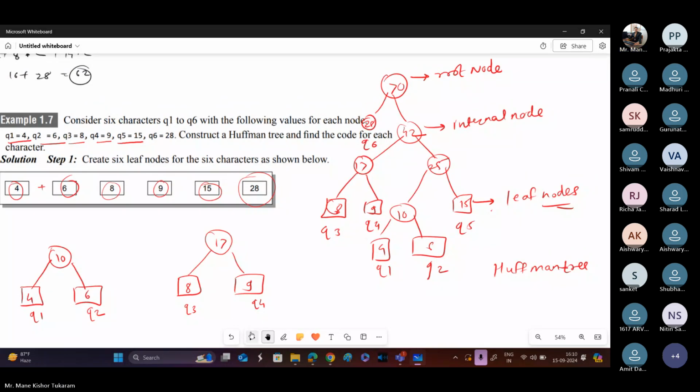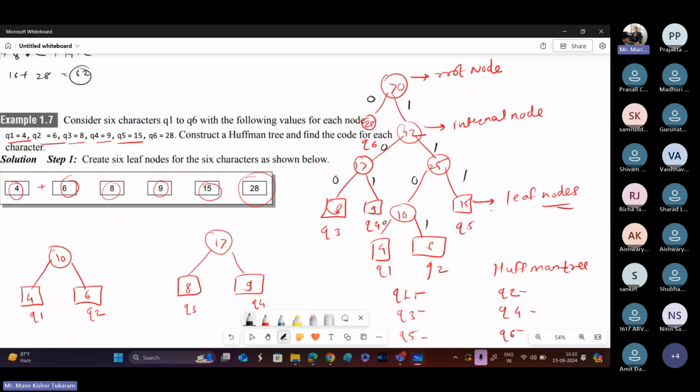I want to write the Huffman code for each, that is for Q1, Q2, Q3, Q4, Q5, and Q6. Okay. So inside the Huffman tree, what is our criteria? Left is represented by 0, right is represented by 1. 0, 1. 0, 1. Again 0, 1. 0, 1. Okay. Now what is my Q6? Q6 is coming. So what is Q6 from the root? It is 0. So Q6 is 0.